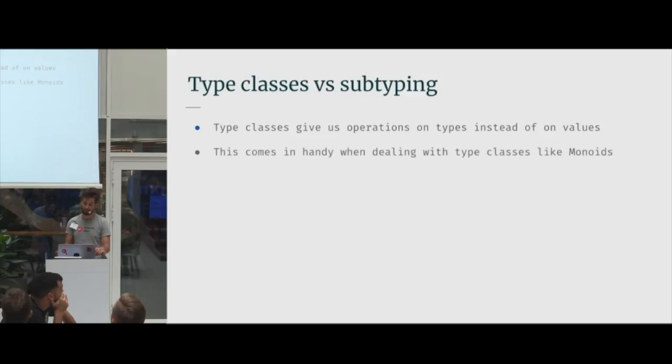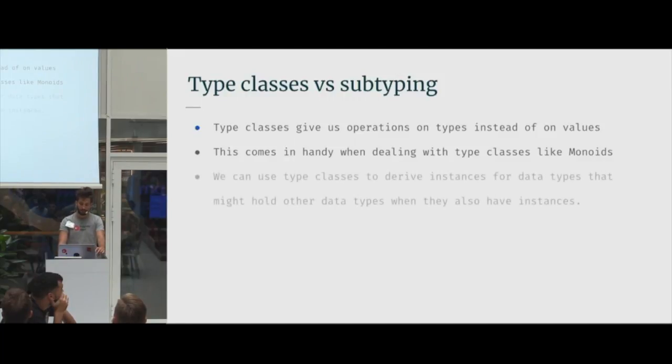And this comes in really handy when dealing with type classes like monoids, and there are a couple of others that are similar to it, and that's why type classes are really cool. Yeah, and we can derive instances for data types that might hold other data types. So we saw this with Option of T, where Option of T is a monoid only if T itself is a monoid, right? So if we have data types that hold other data types, then we can also create instances for these. Okay, does that make sense so far?